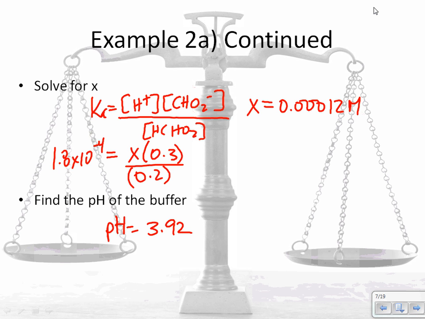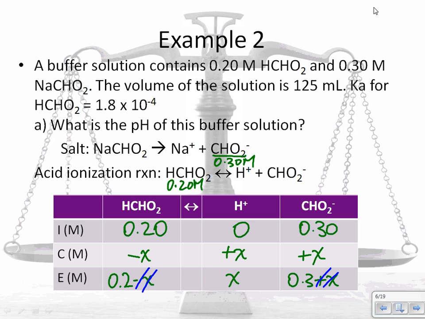So there's my Ka expression. I've got my products over my reactants, and I just plug in the numbers straight from the ICE chart. I find my value of X, and remember that X was the same as my hydrogen ion concentration, or H3O+ concentration. So I use that number directly in my pH calculation to find the pH of 3.92. Now if I go back for a quick second, check this out. The buffer is making some H+ ions, so I should assume that the pH for this buffer is acidic.